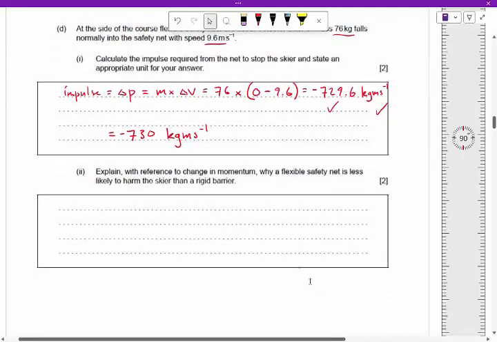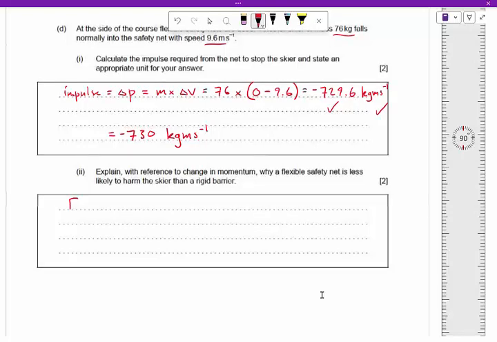Explain, with reference to change in momentum, why a flexible safety net is less likely to harm the skier than a rigid barrier. So we can use here the equation F is equal to delta P over delta T. Delta P required to stop is fixed. It's actually determined by the speed at which the skier is going when they crash, and that's not something that you can control with the barrier.